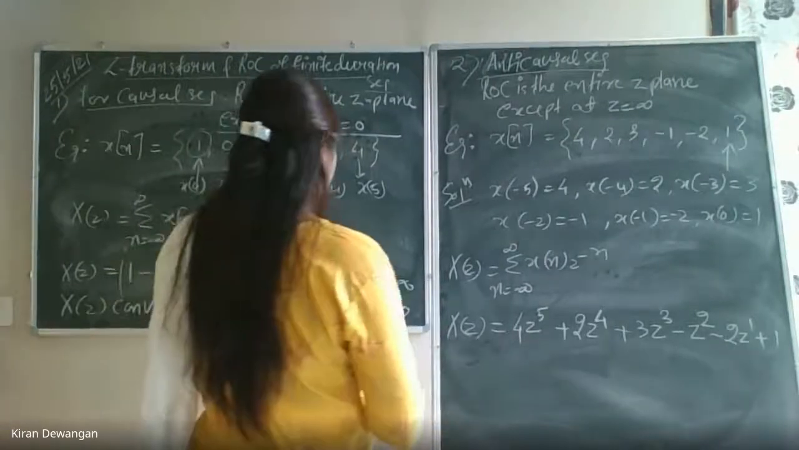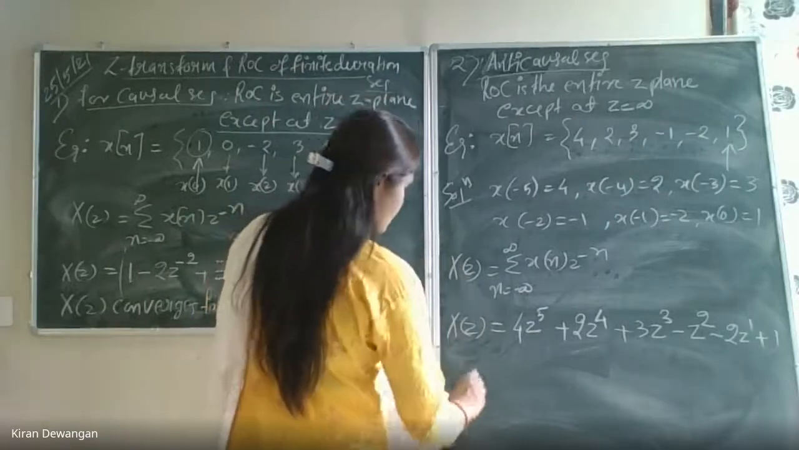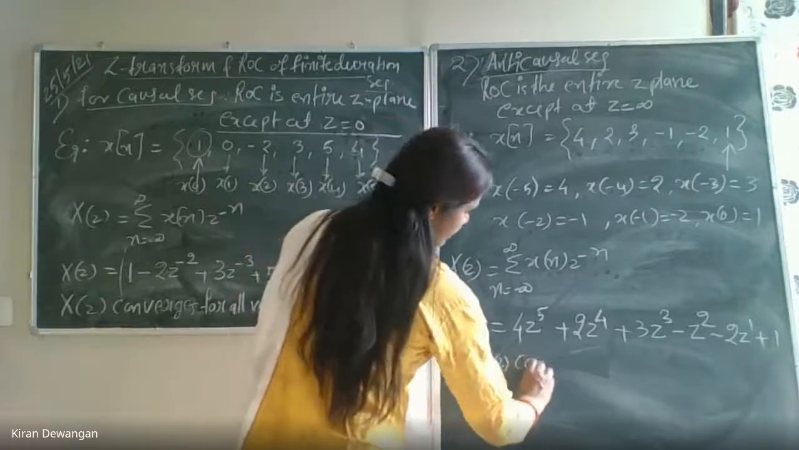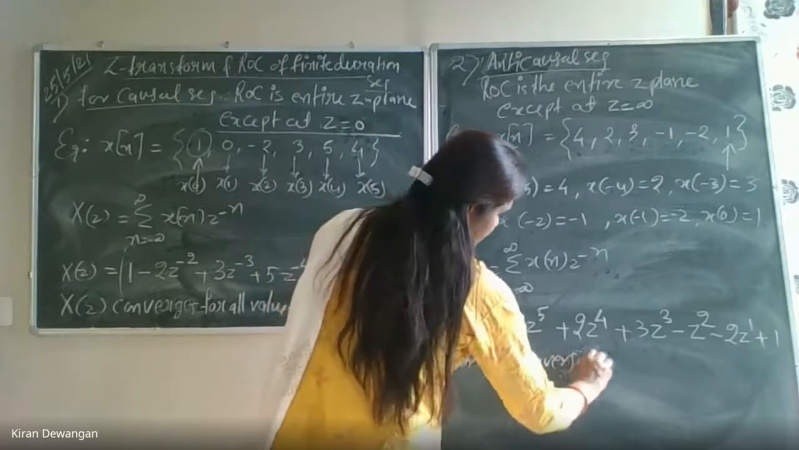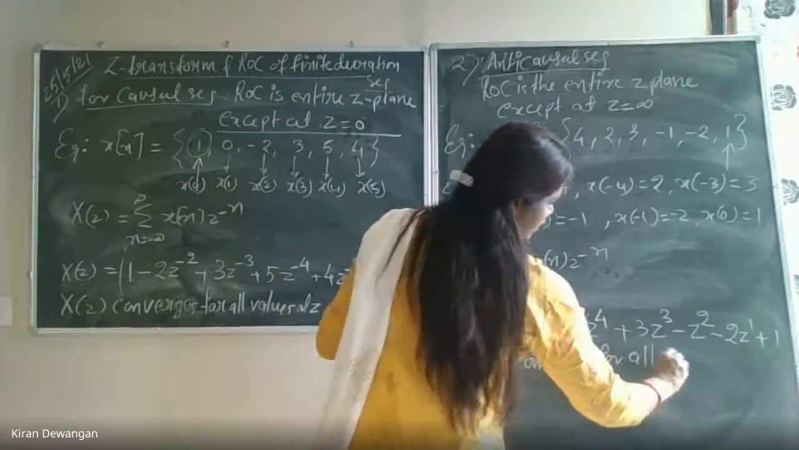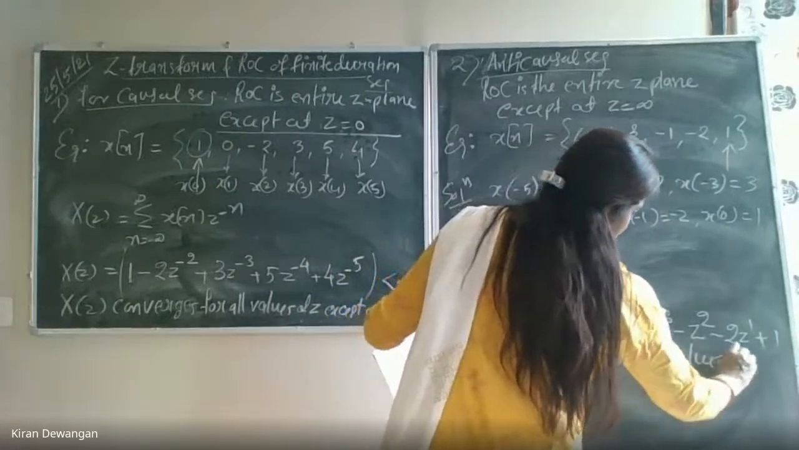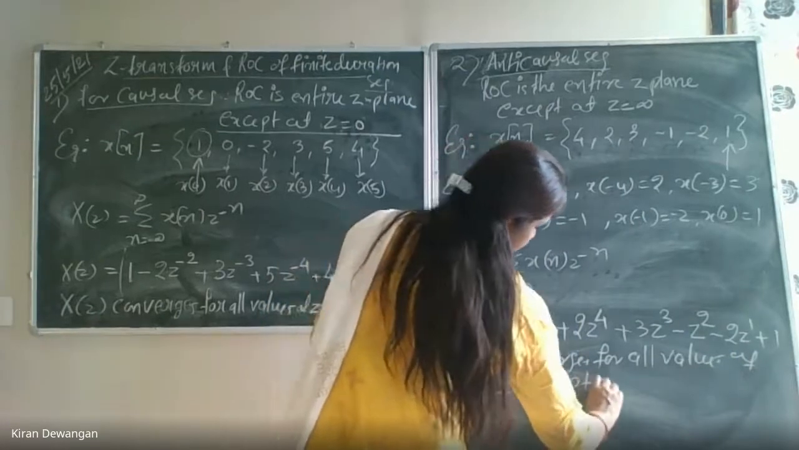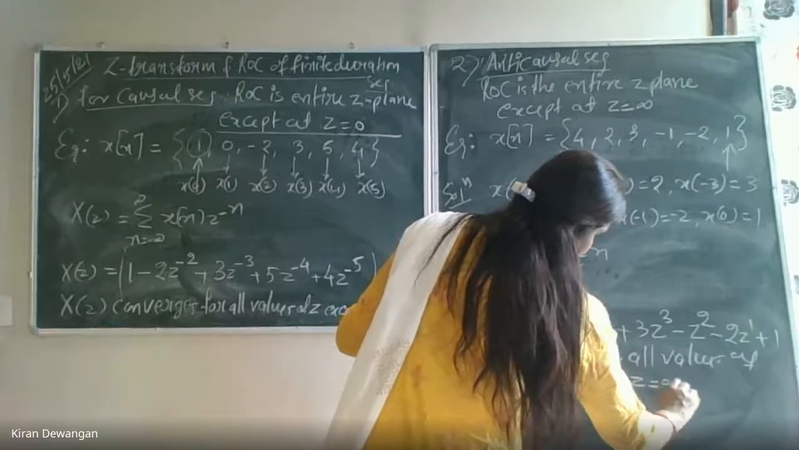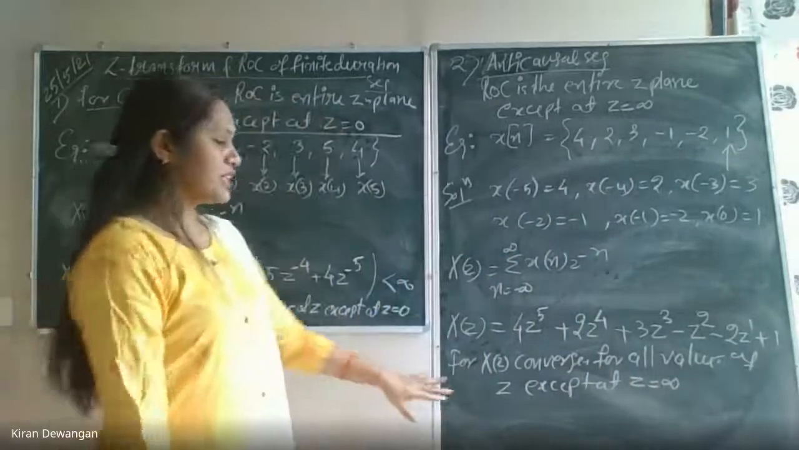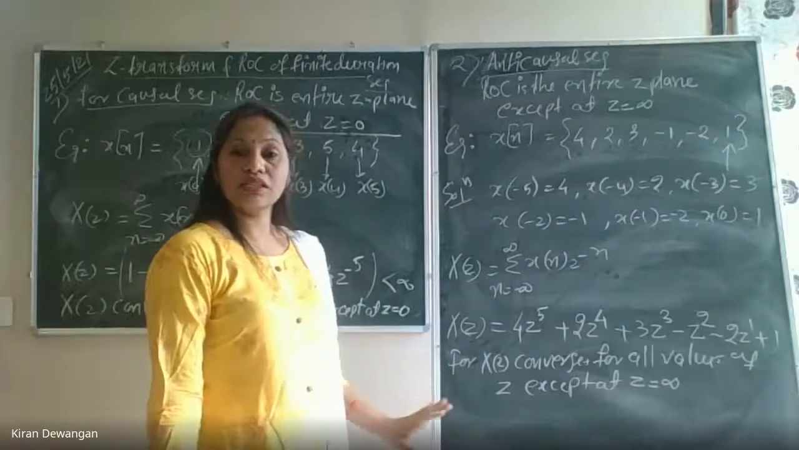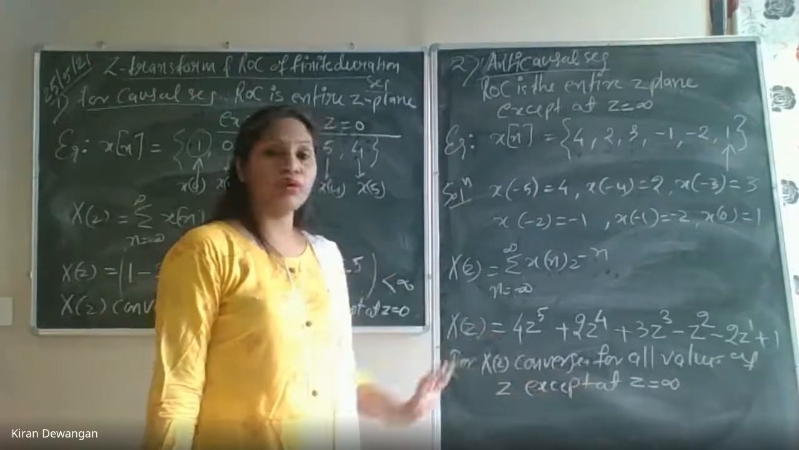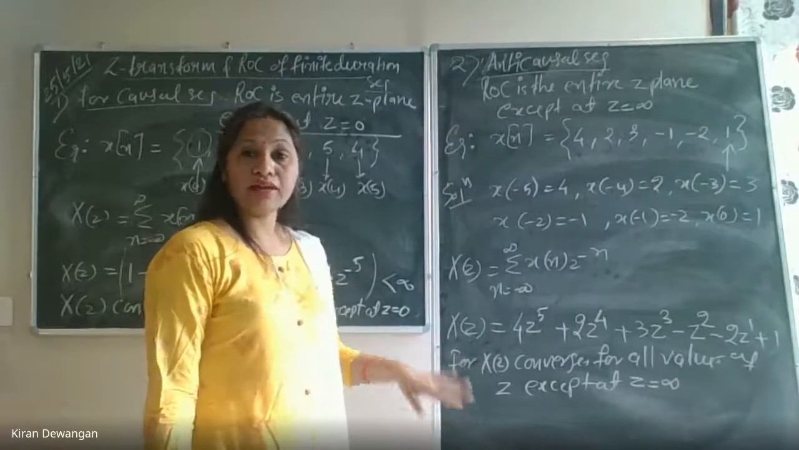So from here we can directly write that X of z converges for all values of z except at z equals to infinity. ठीक है, so except at z equals to infinity, the ROC is the complete z plane, the entire z plane except at z equals to infinity. So this is for anti-causal sequence.